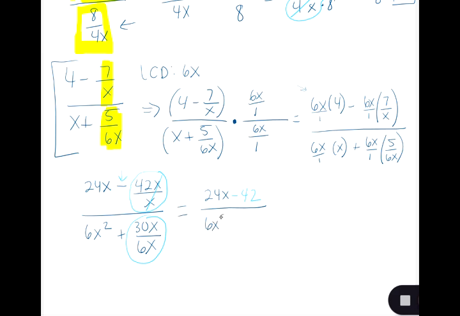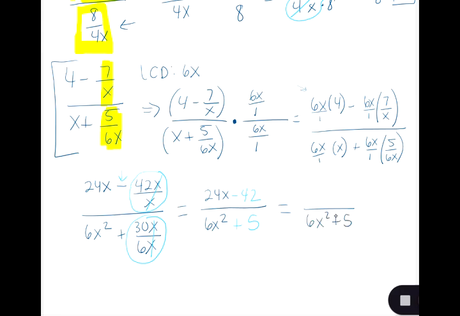6x squared, again, not going to change. And then I'm looking here, so my x's cancel, and 30 divided by 6 will give me a plus 5. Okay? From here, I should see if I can simplify, if I can cancel anything out, if I can factor, right? I need to factor before I can try to cancel. Down here, nothing can happen, right? There's nothing that can cancel out, so you just have 6x squared plus 5.